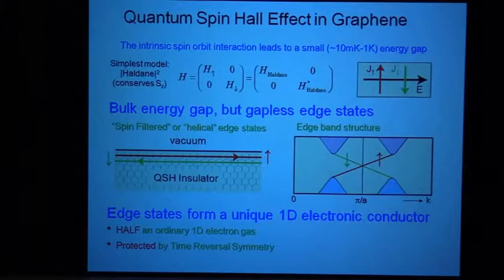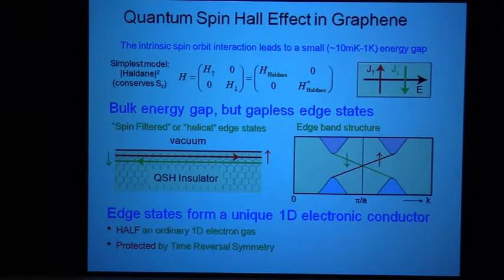And so that means that the up and down spins independently are in integer quantum Hall states. So we have an energy gap, but we have to have chiral edge states. And these chiral edge states are interesting because the up spins are going one direction and the down spins are going the other direction. We now call these edge states, where the direction of motion is correlated with the spin, helical edge states. And so these are also something very special.